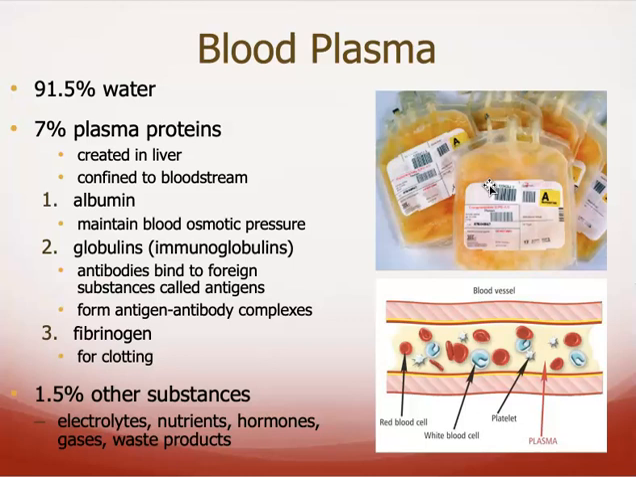They're created by the liver. They stay in the bloodstream. These proteins under normal conditions would not be leaking out of the blood vessels. One of the main ones is albumin. Now, albumin is going to be there to maintain your osmotic pressure.